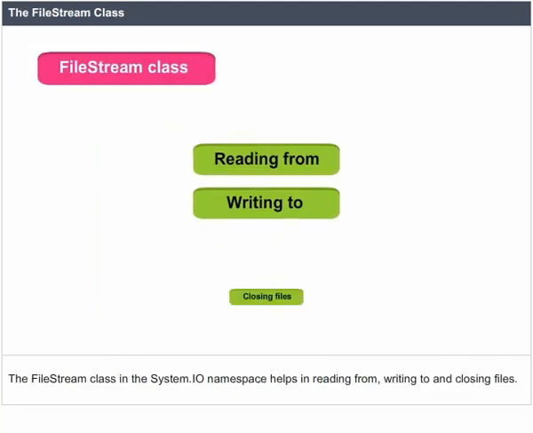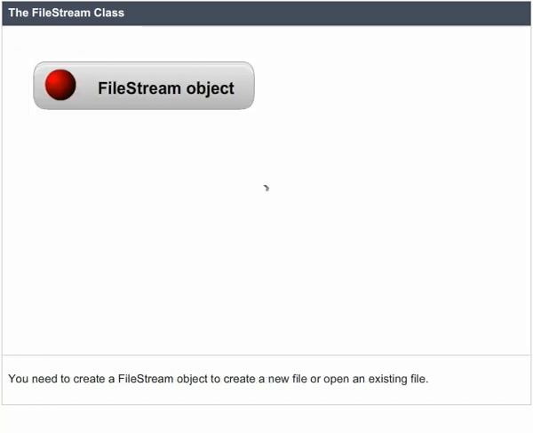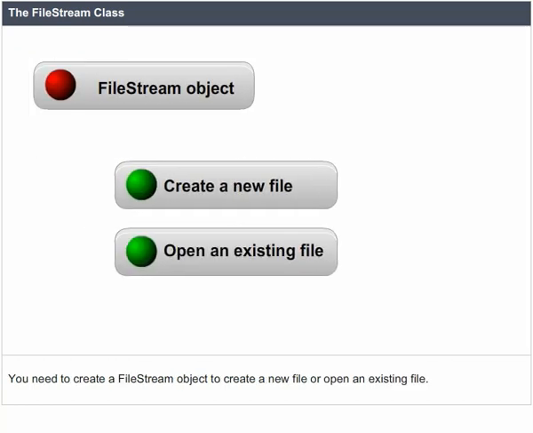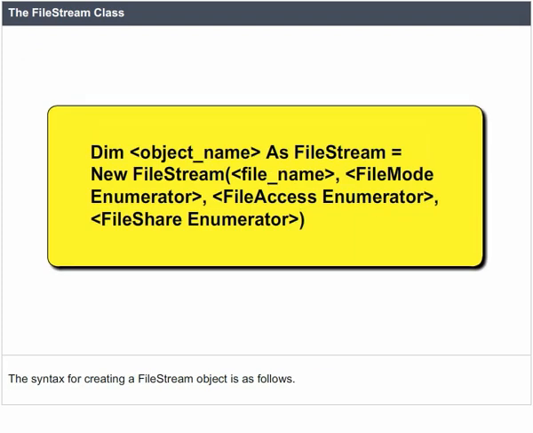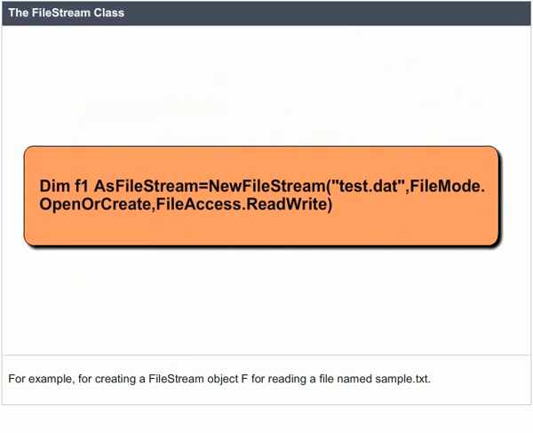The FileStream class. The FileStream class in the System.io namespace helps in reading from, writing to, and closing files. This class derives from the abstract class Stream. You need to create a FileStream object to create a new file or open an existing file. The syntax for creating a FileStream object is as follows. For example, for creating a FileStream object F for reading a file named sample.txt.